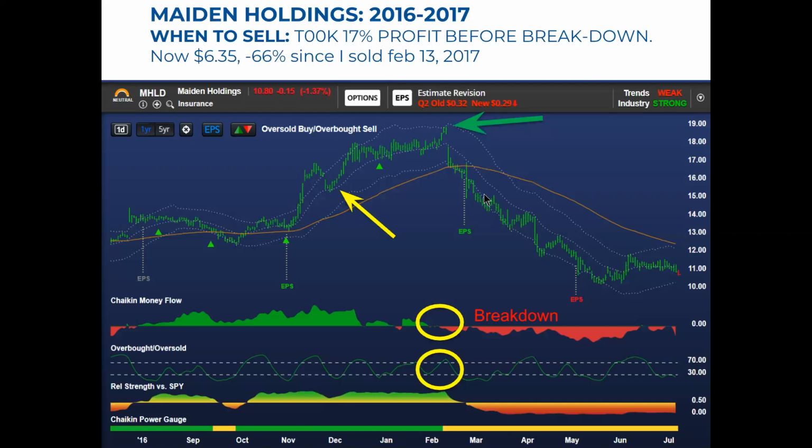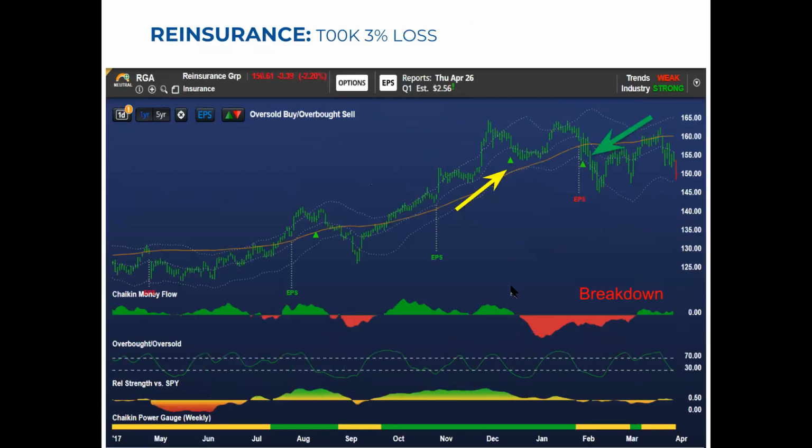So how would you like to hold the stock, having bought it at 16, watched it go up to 19, and then watch it go down to 6? I mean, that's heartbreaking, right? That's devastation. So you don't have to do that. By following these guidelines, this is the pattern you would recognize and be out of those stocks early.